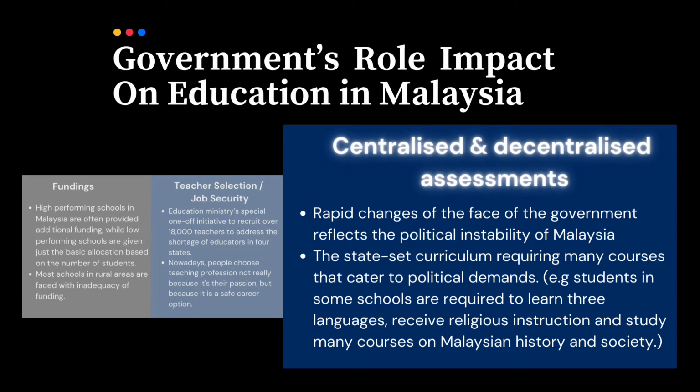This is because people today choose the teaching profession not really because it's their passion, but because it's a safe career option. Some still do it for passion, but the majority don't. So this is more evident in the lower tier schools. Hence, I personally think that the education policy makers should be composed of actual teachers with significant experience of the grind at grassroots levels. They should be grouped and specialized to encompass urban, semi-urban, and rural schools so that all issues are covered. And then lastly, we have the government's impact in terms of centralized and decentralized assessments. The rapid changes of the face of the government reflect the political instability of Malaysia.